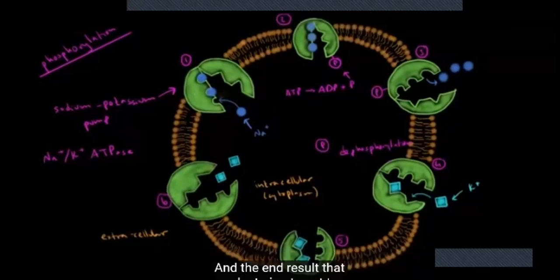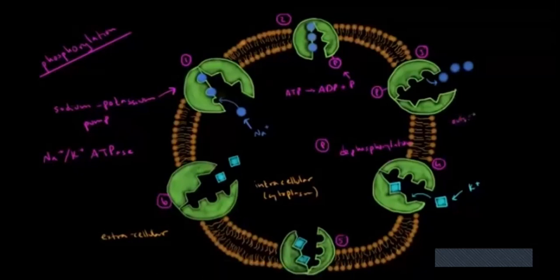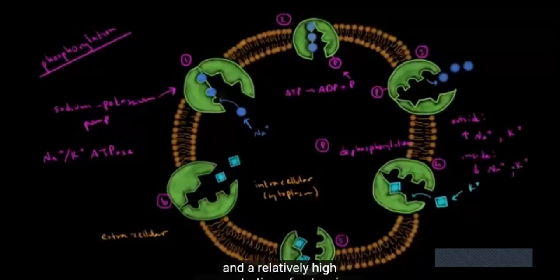And the end result that we're trying to get to is that we want there to be on the outside of the cell a rather high concentration of sodium, and a rather low concentration of potassium. And on the inside of the cell, we want there to be a rather low concentration of sodium and a relatively high concentration of potassium. And that's accomplished by the fact that for every 3 sodiums that are pumped out, 2 potassiums are pumped in.